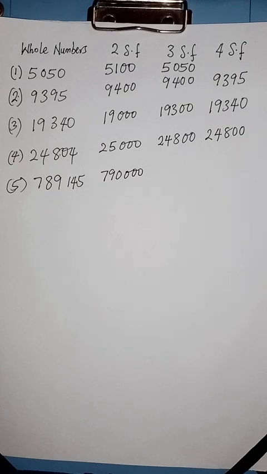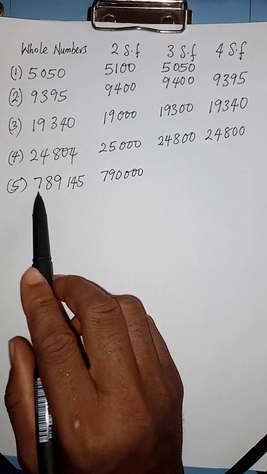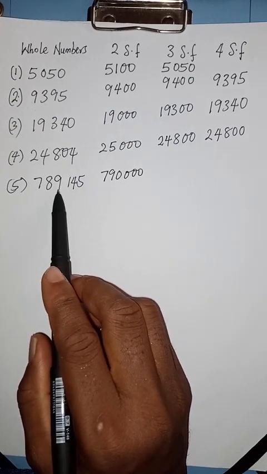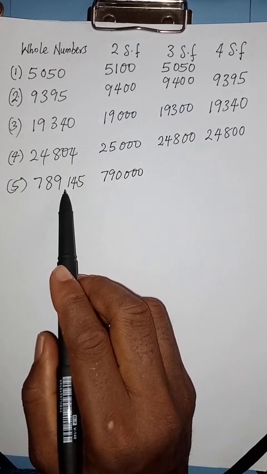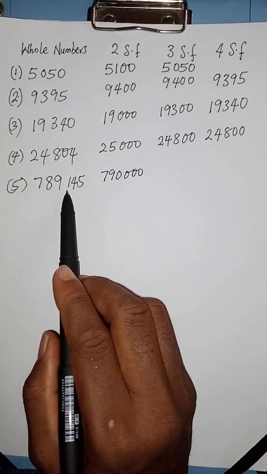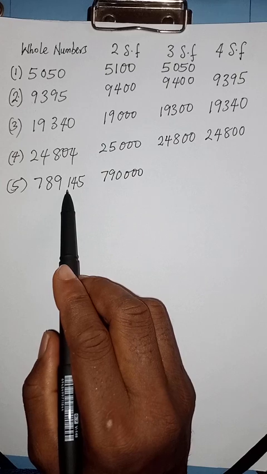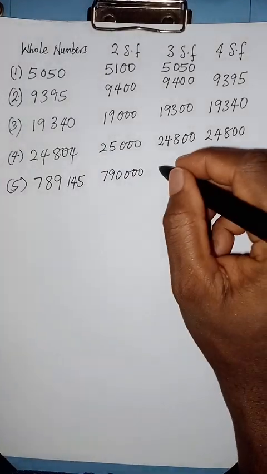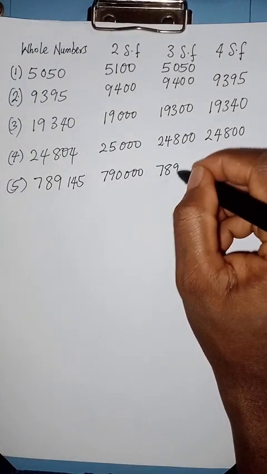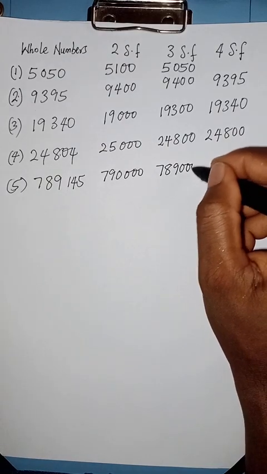What about the three significant figures? These are the three significant figures: 7, 8, 9. But before I write it, I had to check the digit after the third significant figure. Oh, I am going to round down because it's not greater than 4. So it becomes 7, 8, 9. Convert every other digit to 0.